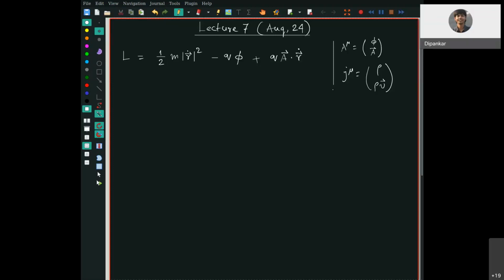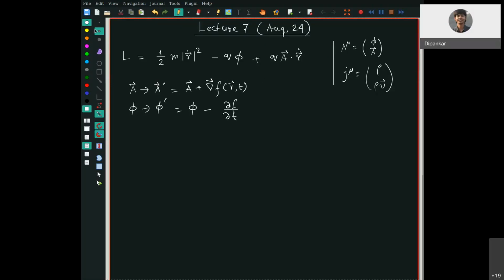Here the input we will have is something called the gauge symmetry. You have perhaps seen that this phi and A are not unique. So if you change this A to A prime, which equals A plus grad f, where f is a function of r and t, and you change phi to phi prime, which equals phi minus del f del t, then the physics remains invariant under these changes.